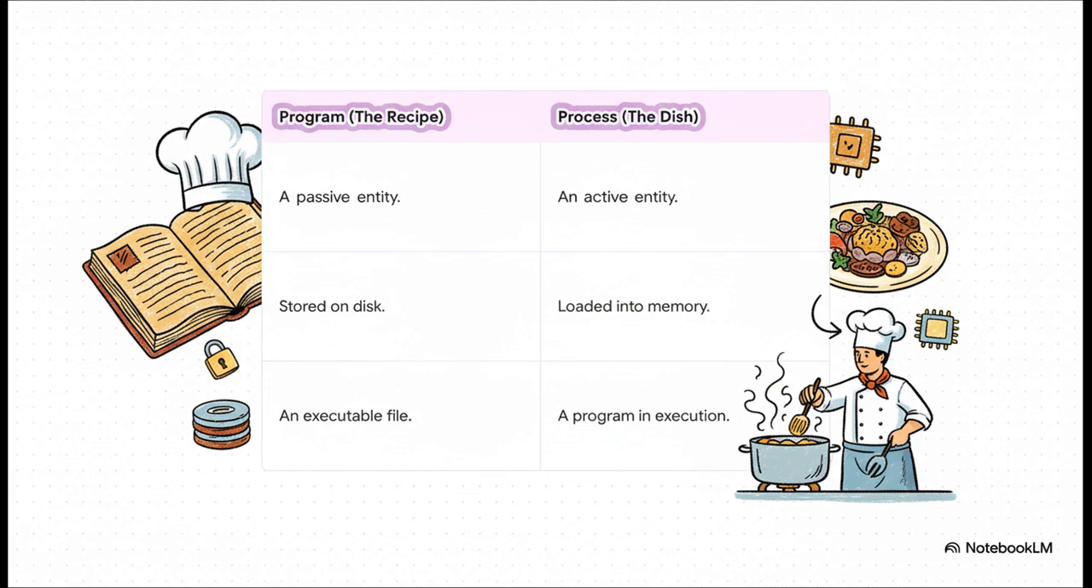But the moment you double-click that icon, the head chef, the OS, grabs that recipe, brings it into the kitchen, gives it to a chef, and they start cooking. That active thing is a process. The recipe is now a dish in the making.